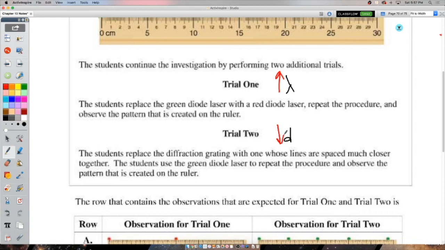The students use the green laser again, though, to observe the pattern that is created on the ruler. Okay, good students, good science, right? Only change one variable at a time. So if they had changed to a red and changed the diffraction grating, well, now they've changed 2 variables. Good job, students.